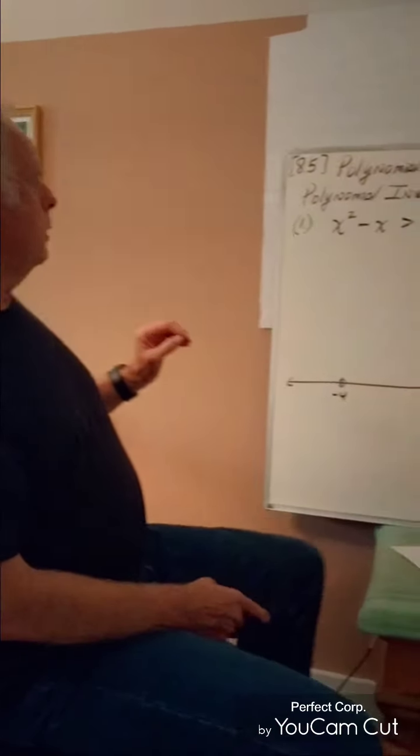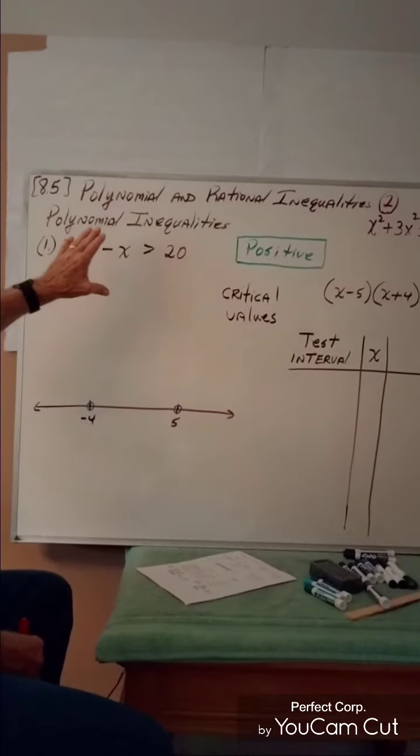Everybody, we're going to put a close now on Chapter 8 by taking a look at Section 8.5, which is dealing with polynomial and rational inequalities. A polynomial inequality is an inequality statement that is defined by a polynomial expression and then some form of an inequality symbol. So we're going to come up to the board and take a look at polynomial inequalities first.